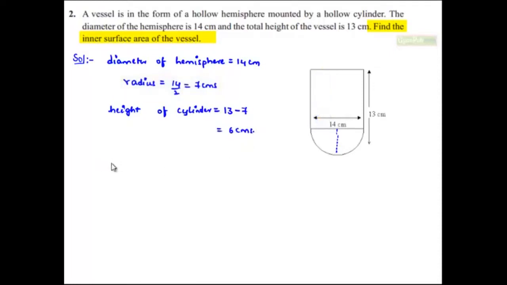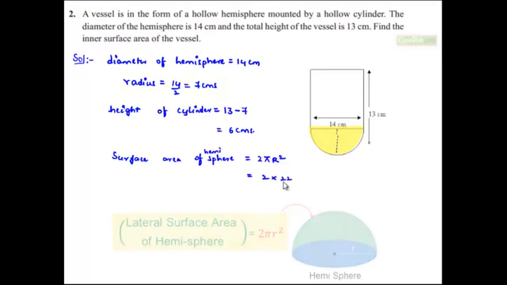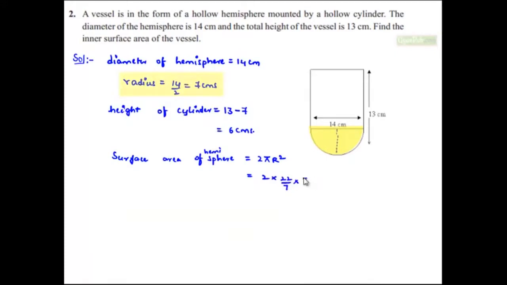Now the internal surface area of the hemisphere is equal to 2 pi r square, which is equal to 2 into 22 by 7 into radius, here 7 centimeter, into 7 centimeter, which is equal to, here 7 goes in 7 one time, and 22 times 7 is 154 and 154 times 2 is 308 centimeter square.